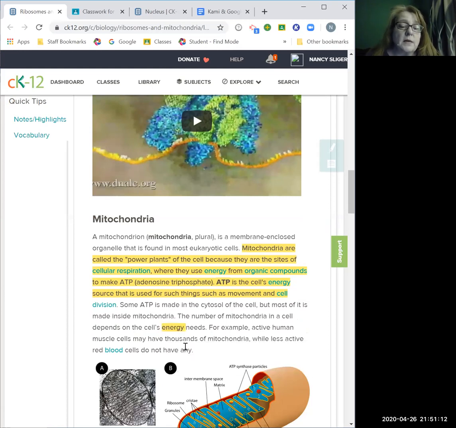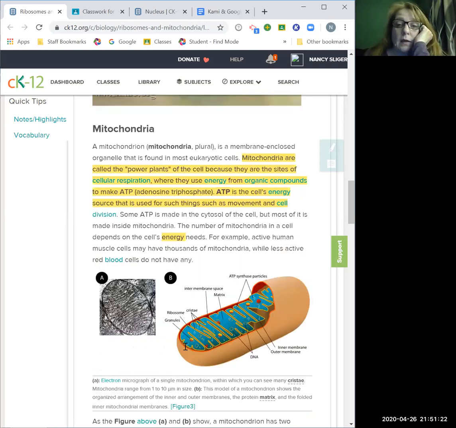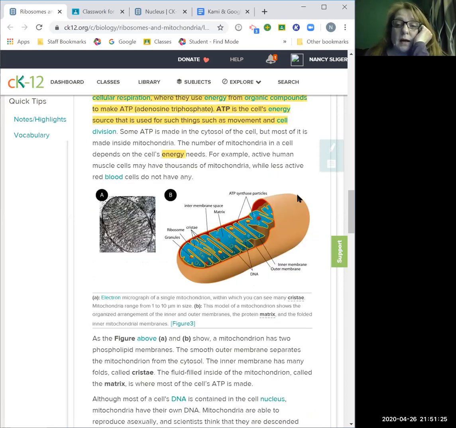For example, active human muscle cells may have thousands of mitochondria, while less active red blood cells have hardly any. And remember that in the pictures, the mitochondria is shaped like an oval or a bean, and it'll have these folds in here. These folds are called cristae, and that increases the surface area inside the mitochondria so more chemical reactions can occur. And that's included on your study guide also.